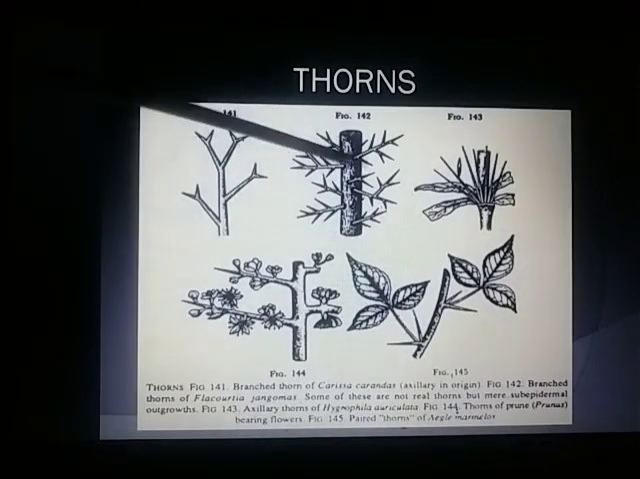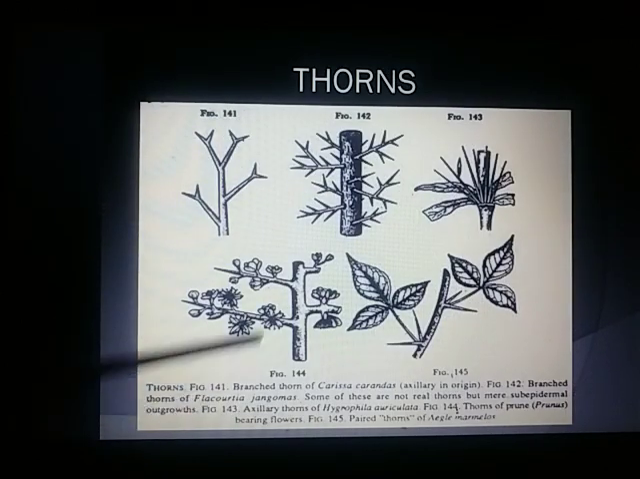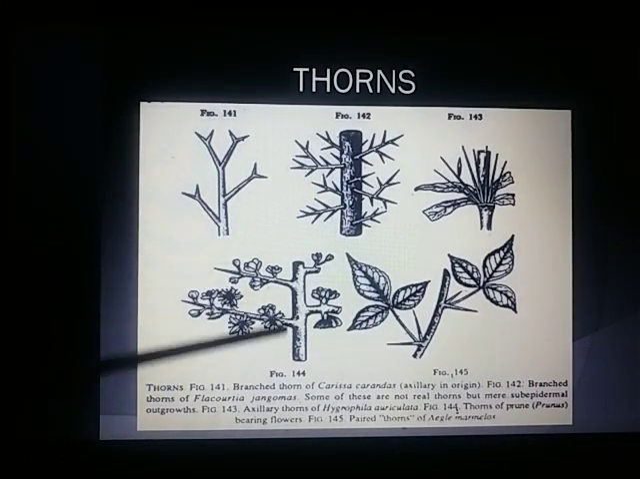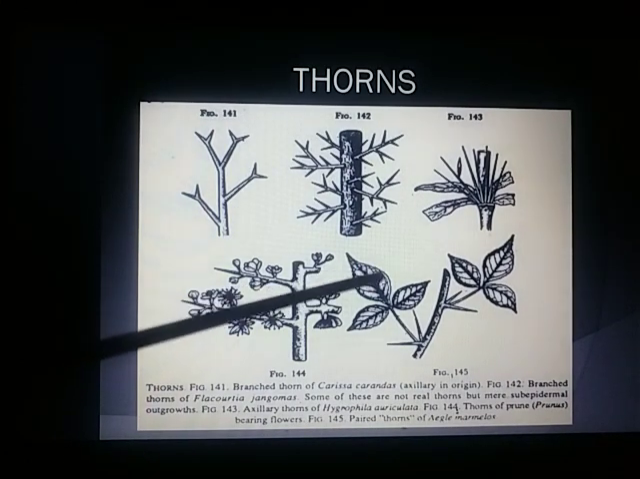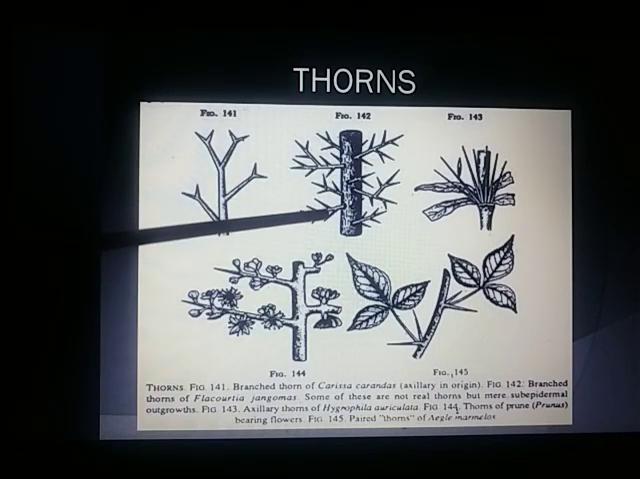And here we are seeing various types of thorns. That is a branched thorn in the case of Flacourtia, a thorn which is having the flowers, fruits, and all that you can see in the case of Punica, a pair of thorns in the case of Hazel. So various types of thorns here we are watching.